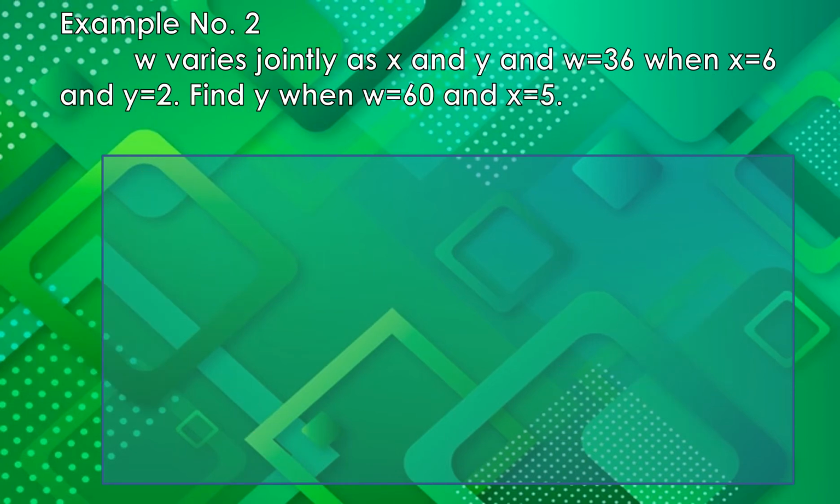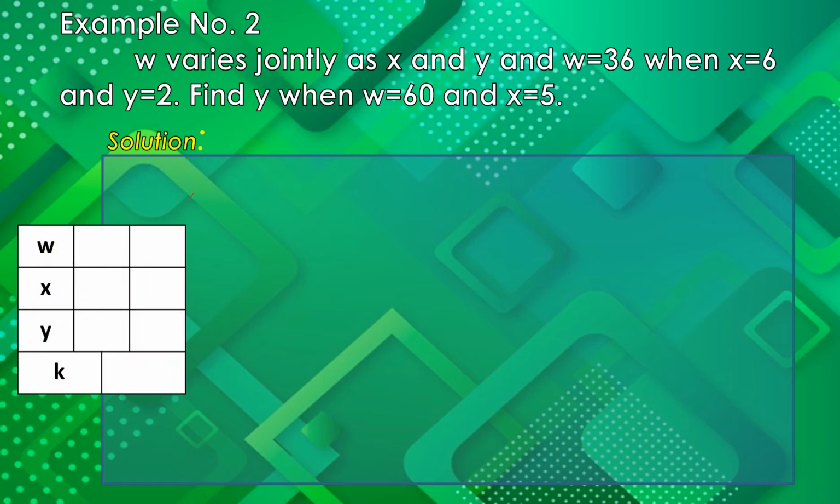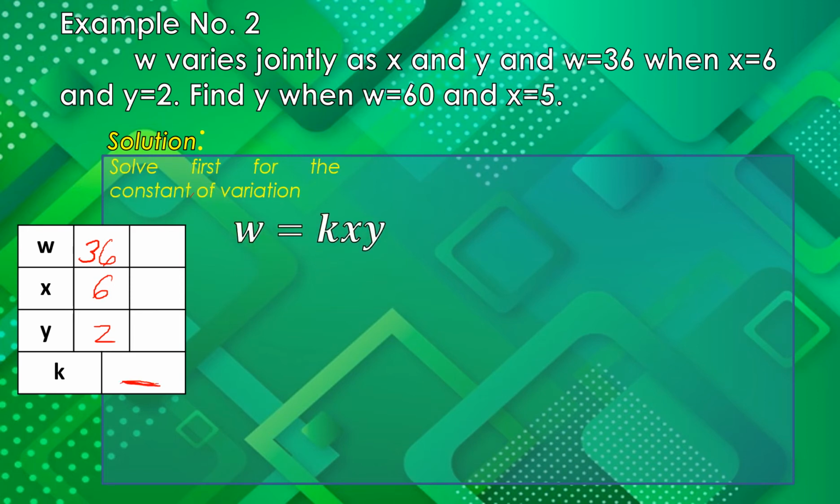Okay, next example. W varies jointly as x and y, and W equals 36 when x equals 6 and y equals 2. First, write the given, we're going to write 36, and then x ay 6, and y daw ay 2. Now, we can now find the value of k. Since meron tayong given na tatlo, equation would be W equals kxy.